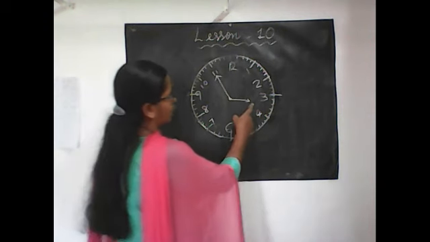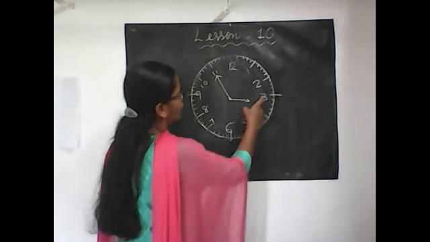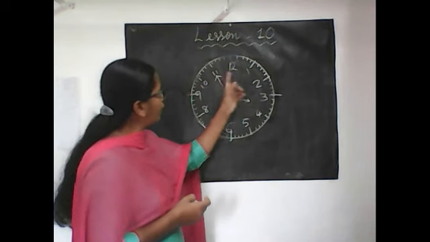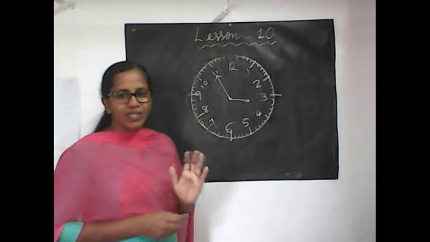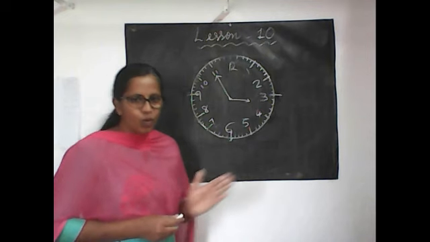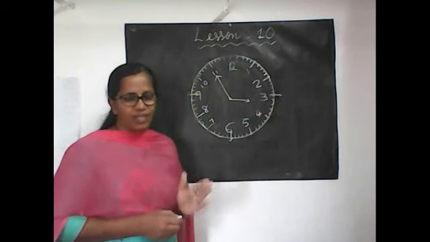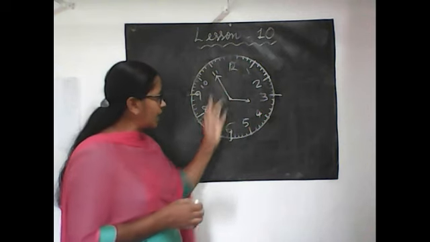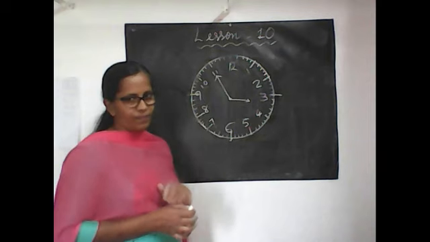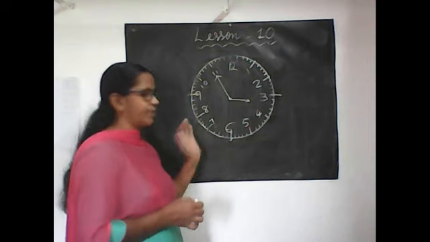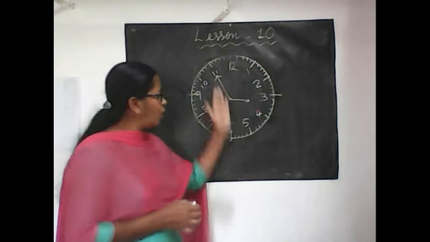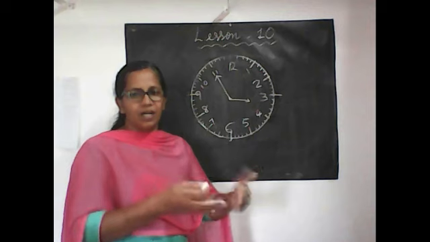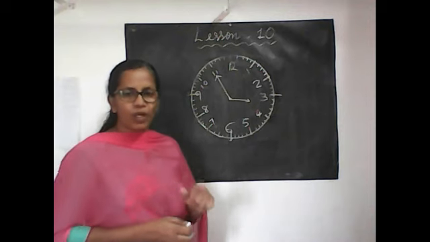Look at the short hand. It is between 3 and 4. That means it's just going to 4 o'clock. Just after 5 minutes it will be 4 o'clock. So it is easy to use the word to, closer to the next hour. That is why we are using the word to. Whenever the long hand is after 6, closer to 12, it is closer to the next hour. That's why we use the word to.